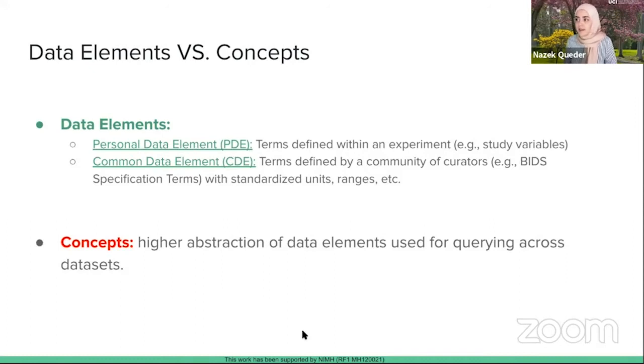So the difference between data elements and concepts, those are the two, well, actually three different types of terms. We have personal data elements, which are terms that are defined within an experiment, and common data elements are terms that are defined within a community of curators, like the BIDS specification terms, and they could also take standardized units, ranges, etc. And concepts, on the other hand, are higher level terms or higher level abstractions of data elements, and they're typically used to query across data sets. We'll go over some examples right now.